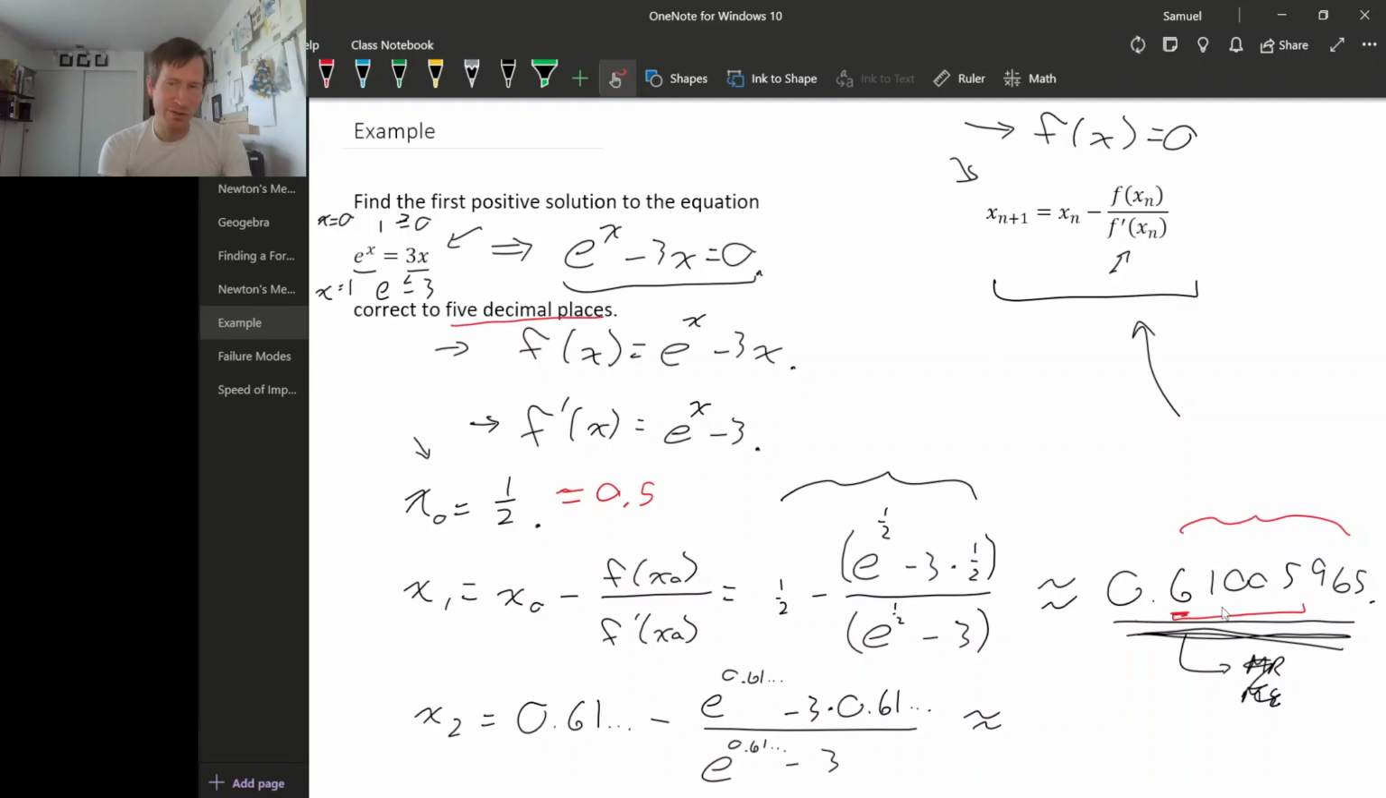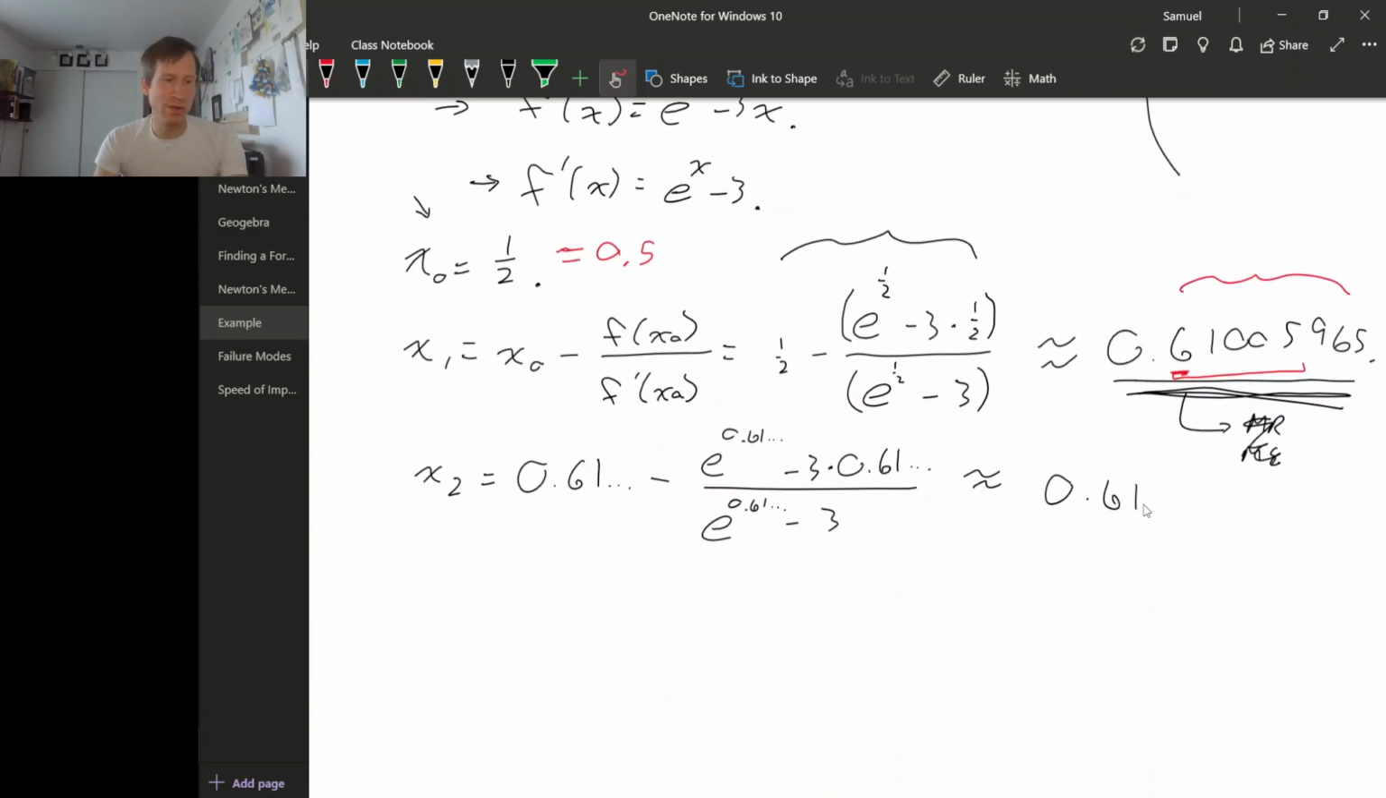Okay, now I'm ready. So I need to recall this memory value minus, open paren, e to that memory value minus 3 times that memory value, close my numerator, divided by, now open my denominator, e to that memory value minus 3. Okay, and this time I get 0.61899677. So you can see that going from x1 to x2, the first 2 decimal places have already stopped changing. So just after 2 steps, we have 2 decimal places correct already.